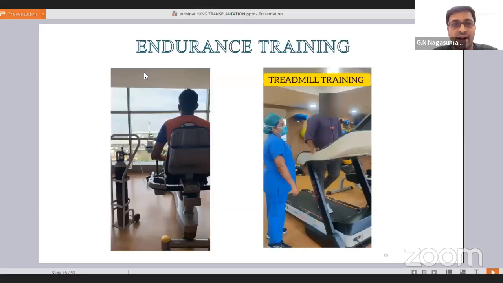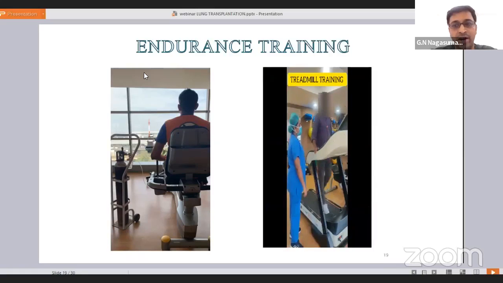For endurance training, the best modes are cycle and treadmill. As we mentioned from the beginning, these people will have a lot of fear. For those with a lot of fear, we first take them to a cycle ergometer or recumbent bikes. When they start doing it, we show them how they are improving, and gradually, when they get good truncal balance and there is ease of pain, slowly we progress them to treadmill training.